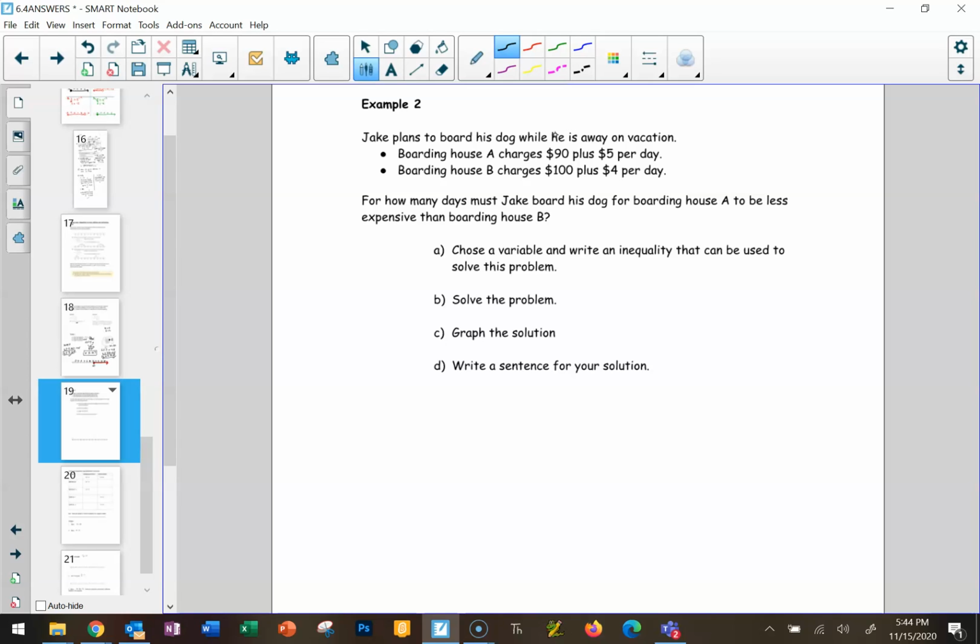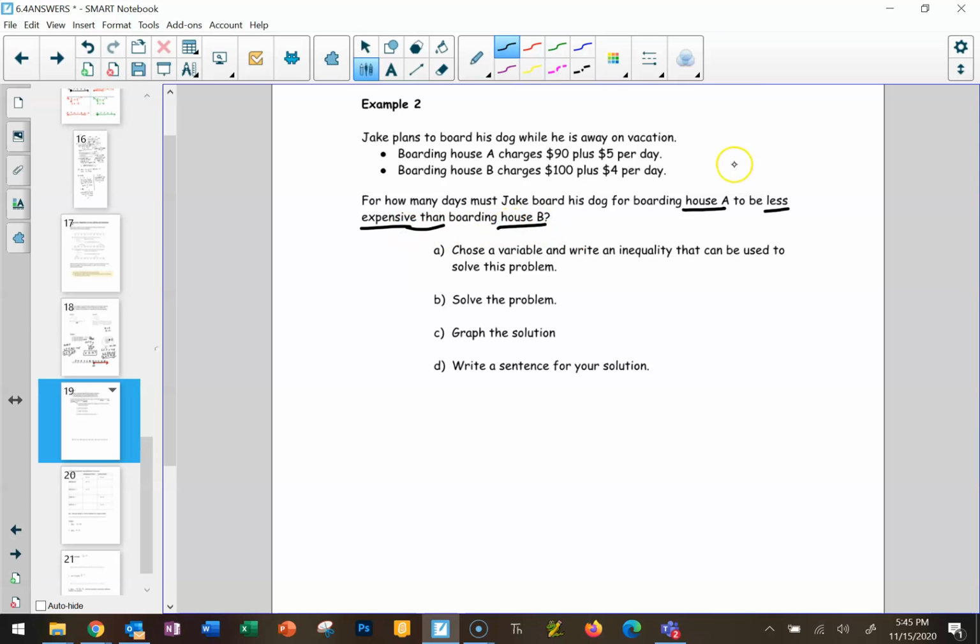So Jake's going to board his dog when he's away on vacation, and he's got 2 options. So boarding house A charges $90 plus $5 per day, and then the second one charges $100 plus $4 per day. So what we need to know is how many days must Jake board his dog for boarding house A to be less expensive than boarding house B.